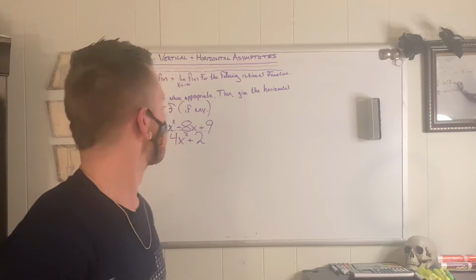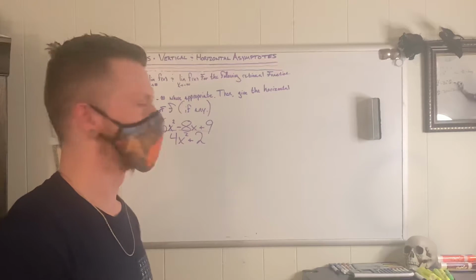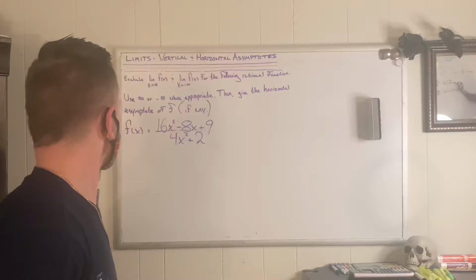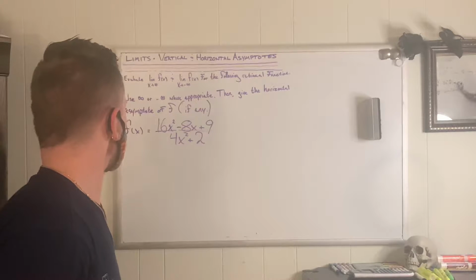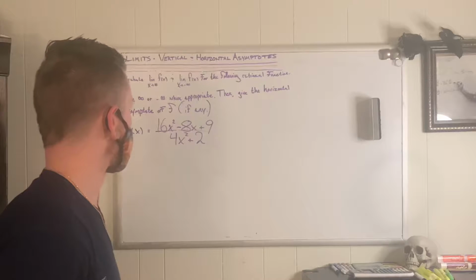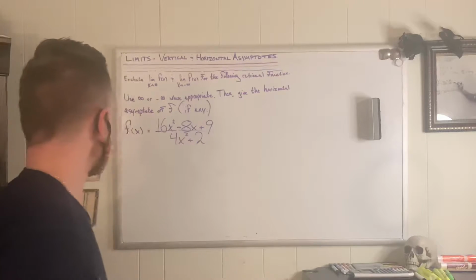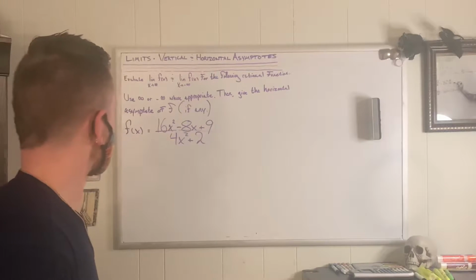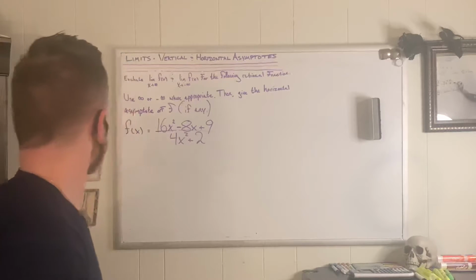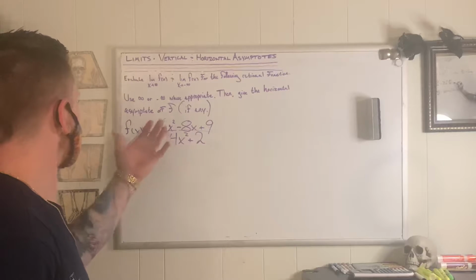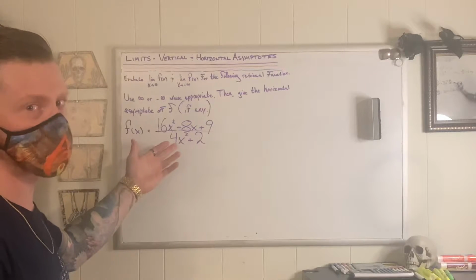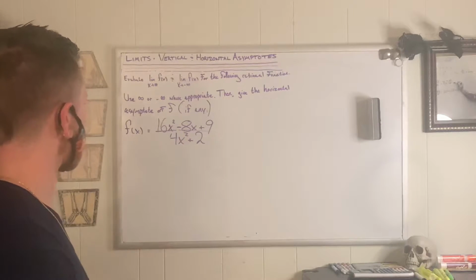Hi there. Tonight, we're going to learn how to find vertical and horizontal asymptotes of rational functions. So, let's evaluate the limit as x approaches infinity of f of x and the limit as x approaches negative infinity of f of x for the following rational function. We're going to use infinity or negative infinity where appropriate, and then we're going to give the horizontal asymptote of f, if any. So, the function in question is f of x equals 16x squared minus 8x plus 9 divided by 4x squared plus 2.